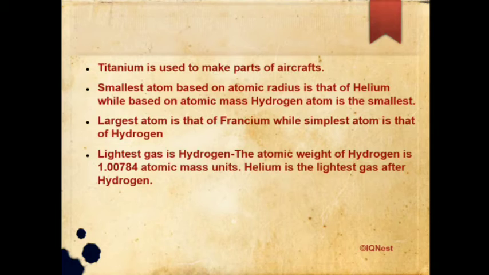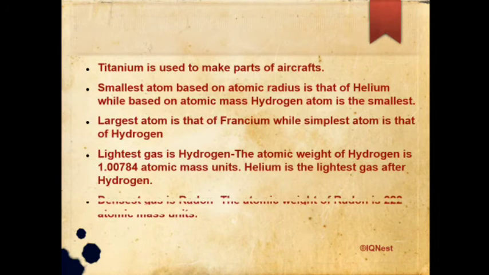The next point, the lightest gas is hydrogen and the atomic weight of hydrogen is 1.00784 atomic mass units, and helium is the lightest gas after hydrogen. The next point, the densest gas in the periodic table is radon. The atomic weight of radon is 222 atomic mass units.